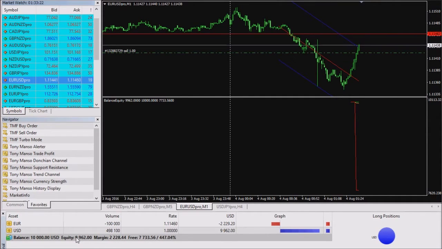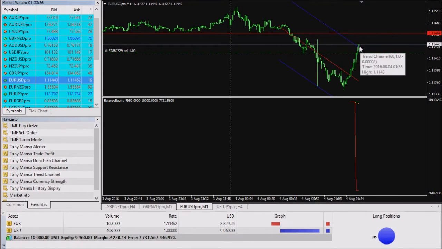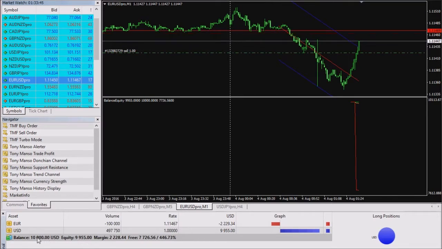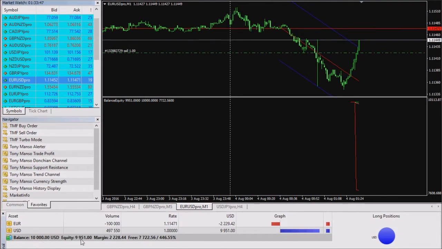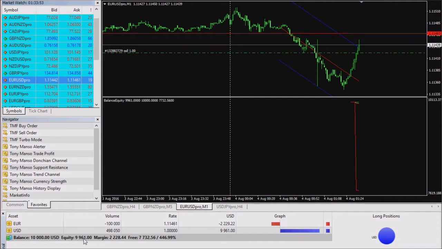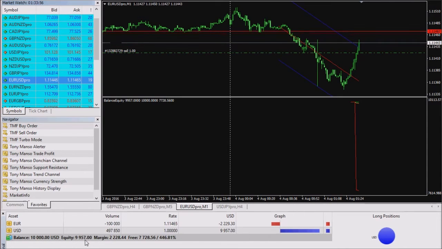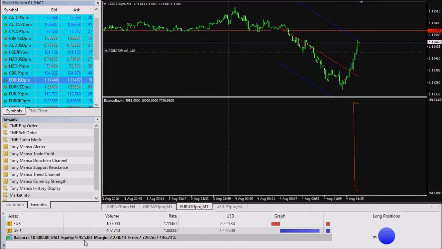Equity is basically the value of my account at any given time. That's why it changes constantly when I have trades open. So, for example, this trade's gone in profit, even though, oh wait, no, it's not. It's in loss, because I placed a sell order. So my equity is less than my balance. When I started out, I had $10,000, right? And now my equity is $99.50. So if I were to close all my open trades at this time, that's what my account balance would be. That's basically the value of my account.